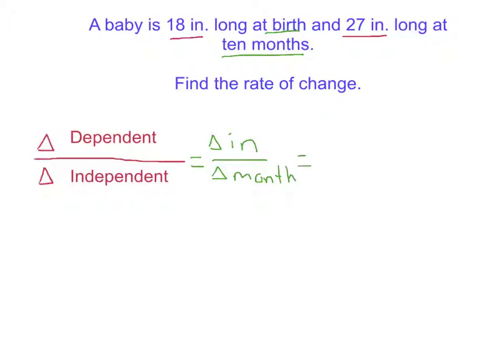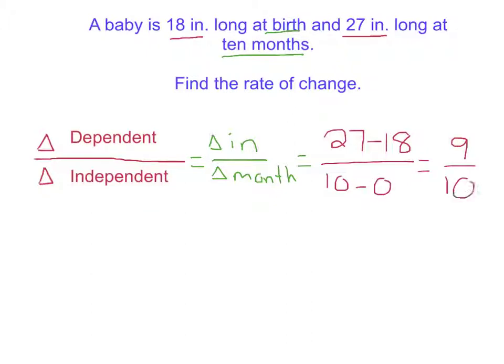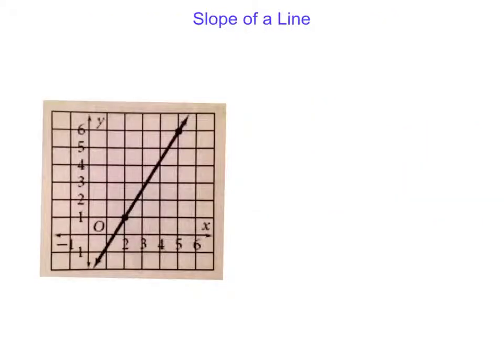So 27 minus 18 gives us the change in inches, and then 10 minus 0, the change in months, which is 9 over 10. And that is fully simplified, so the rate of change is 9/10.